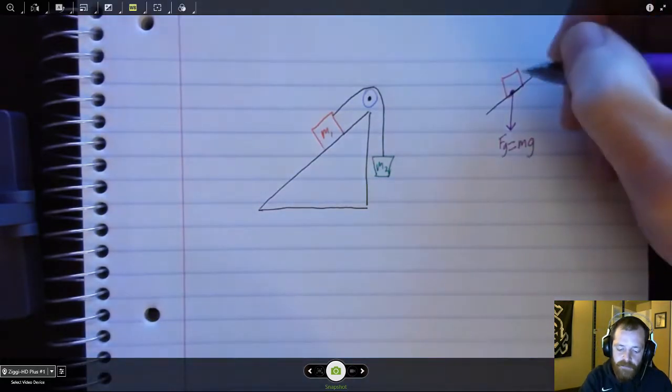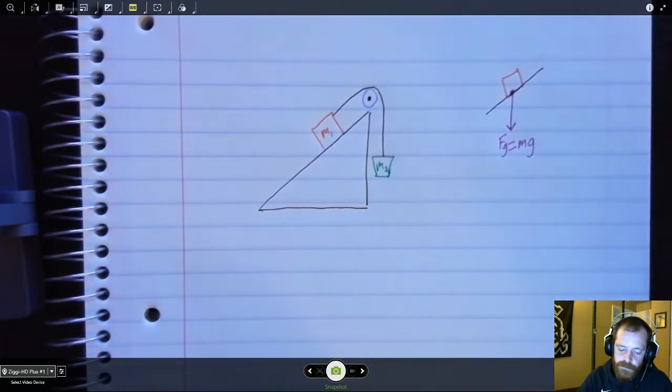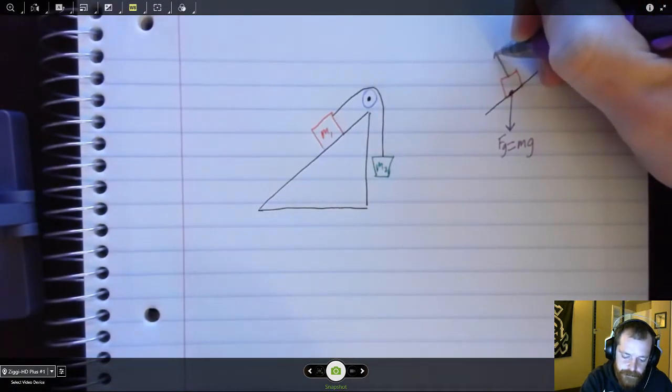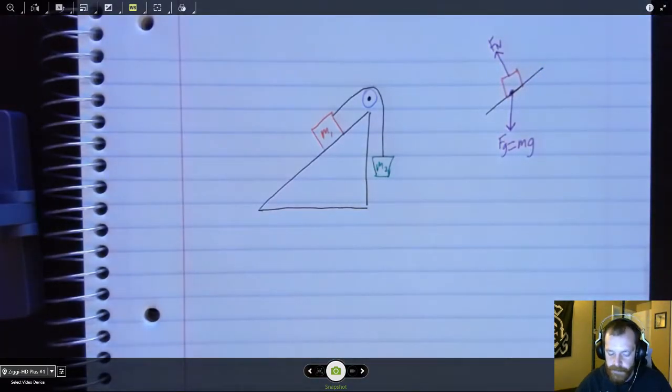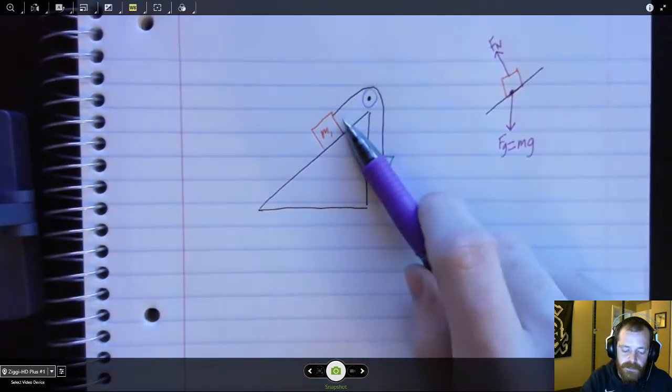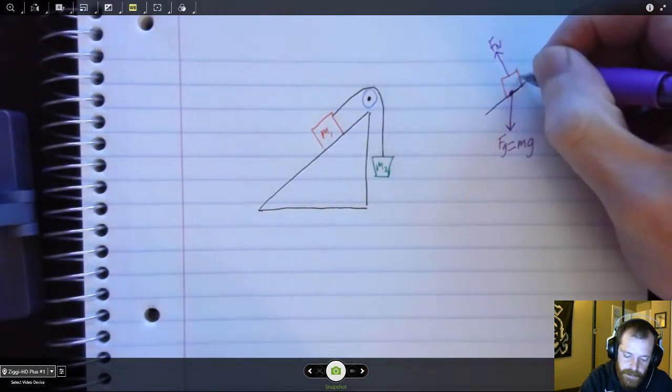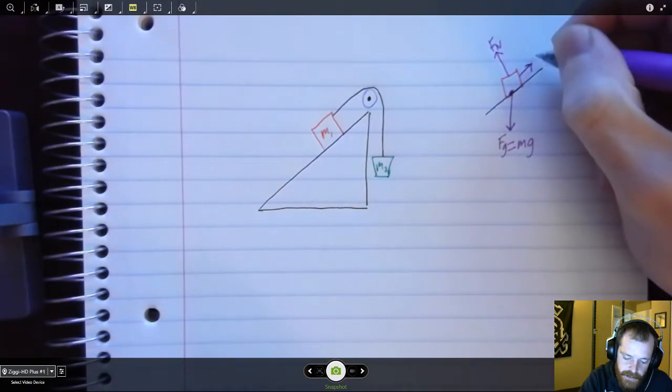We also have a normal force, which occurs perpendicular to the surface. We'll label that F sub n for normal force. That's the force provided by the surface onto the object. In this case, we also have a tension force pulling back to the right of this object.